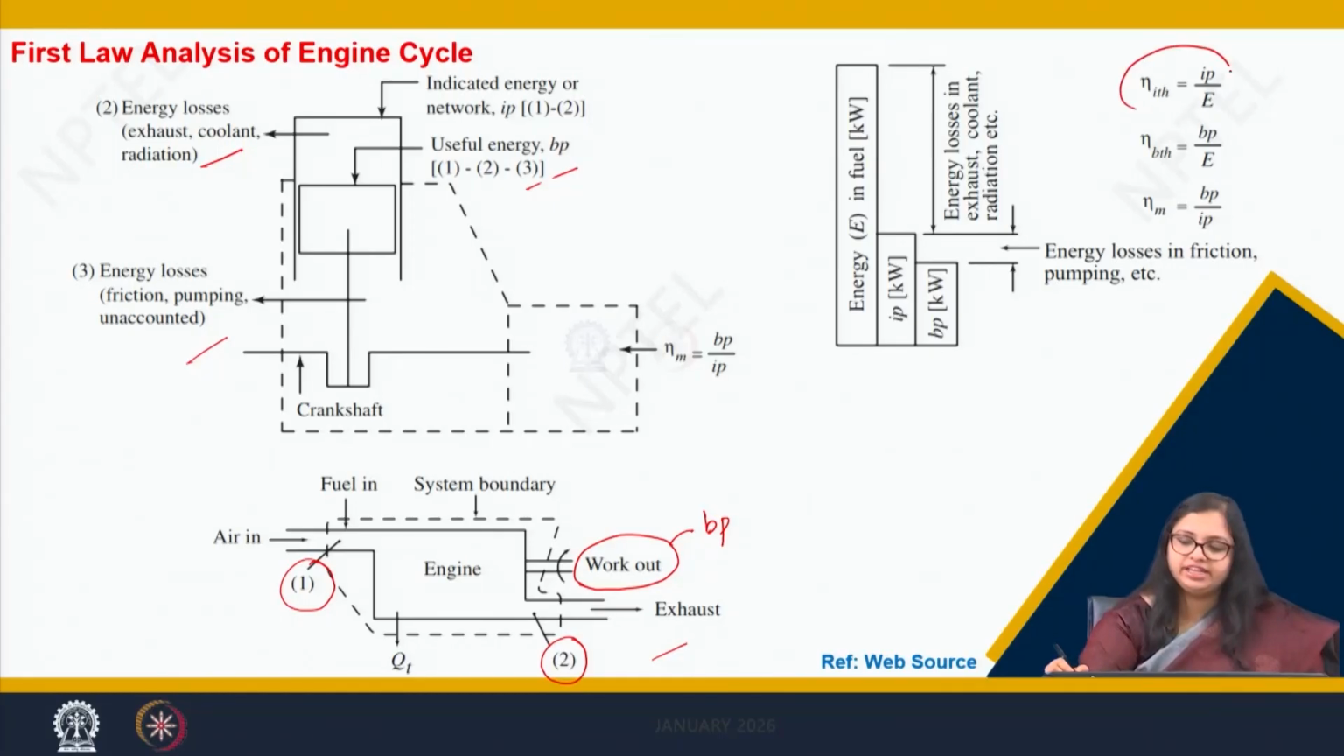So how do we define the indicated thermal efficiency? It is the indicated power divided by the total energy. This total energy is equal to the mass multiplied by the calorific value of the fuel. In the same way, how do we get the brake thermal efficiency? It is the brake power divided by the energy that is given to the system by the fuel.